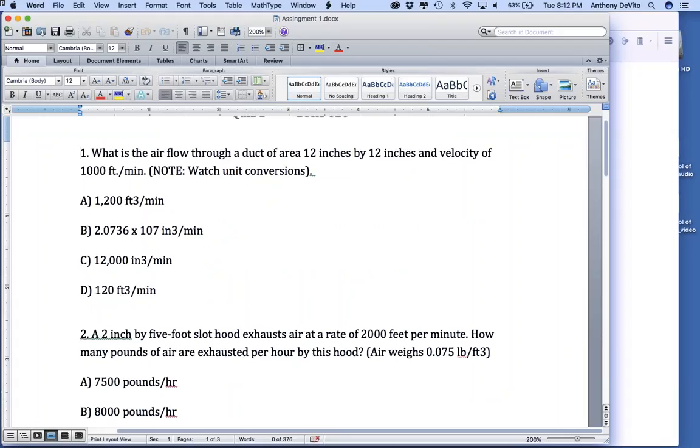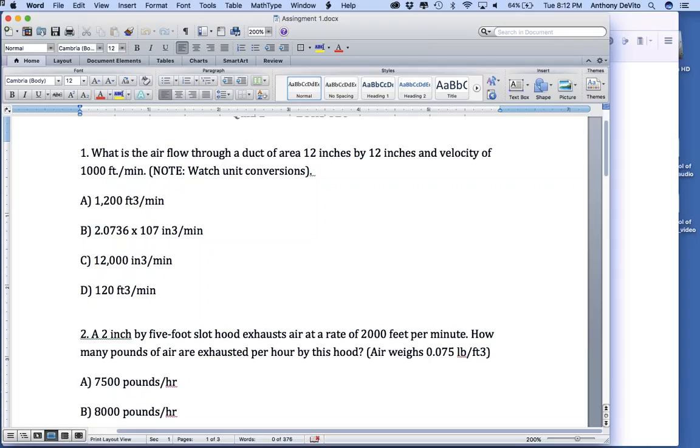Saw the corrected version of it. What's the airflow through a duct of 12 inches by 12 inches with a velocity of 1,000 feet per minute? The Q is equal to V times A, right? So A is 1 square foot, right? 12 inches by 12 inches.